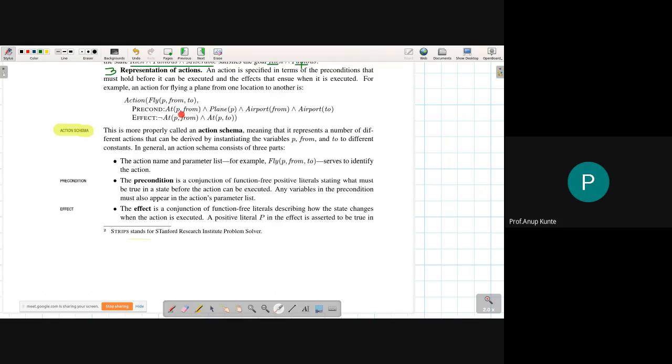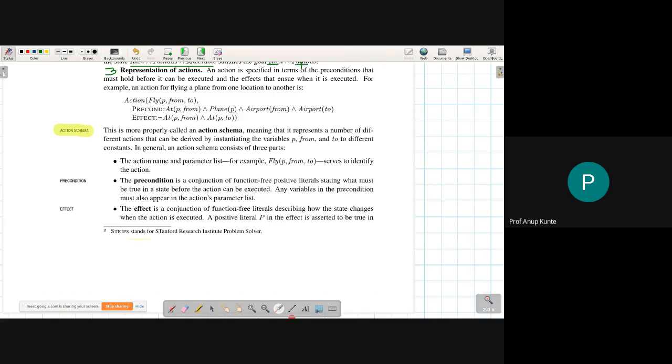So the effects can also be located in the state, and they might not be there in the precondition. At(P, to) in this case is not there in my precondition, because At(P, to) is a newly generated atom which says that now plane P is at airport "to". Okay, so this is how we represent an action.